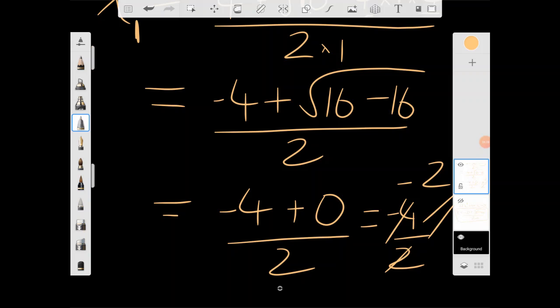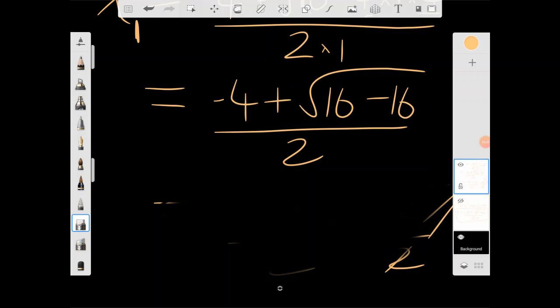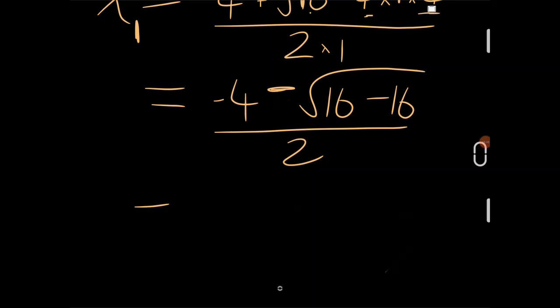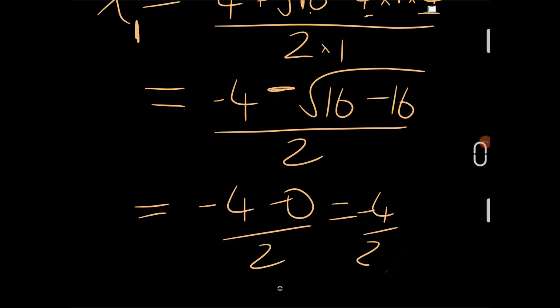Now what will be the next root? The next root will be the same thing with the minus in between instead of the plus. So instead of this plus, I put minus, and I will get the next root. It will be minus 4 minus 0 divided by 2, which is again minus 4 by 2, and the answer is minus 2. So you see that by using this quadratic formula, whatever be the numbers in the quadratic equation, you can find the roots.